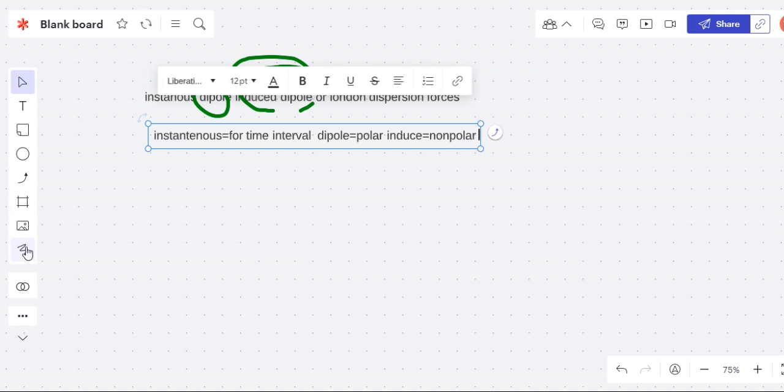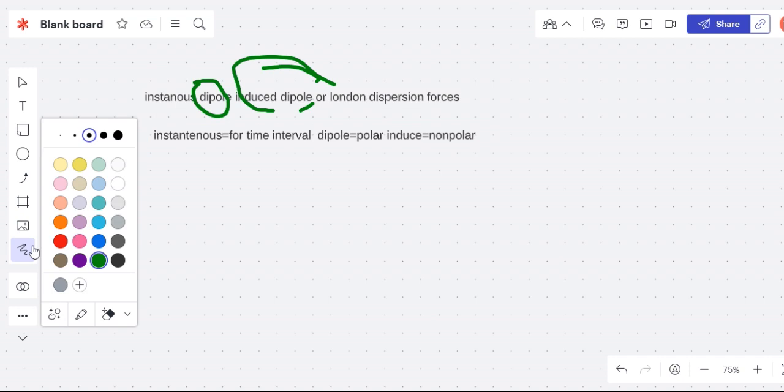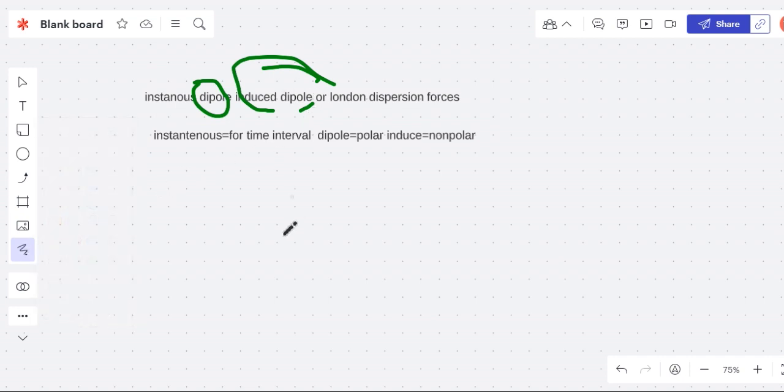So this is basically, let me just draw it. Take an example of any dipole, instantaneous dipole, induced dipole, right? For example, let's take an example of two molecules.